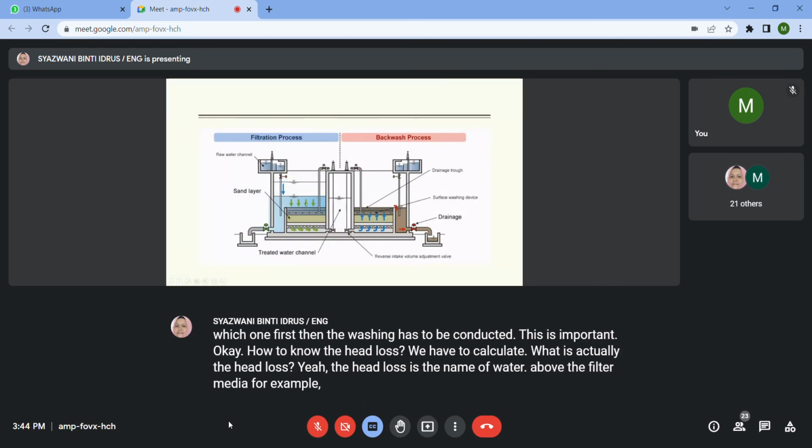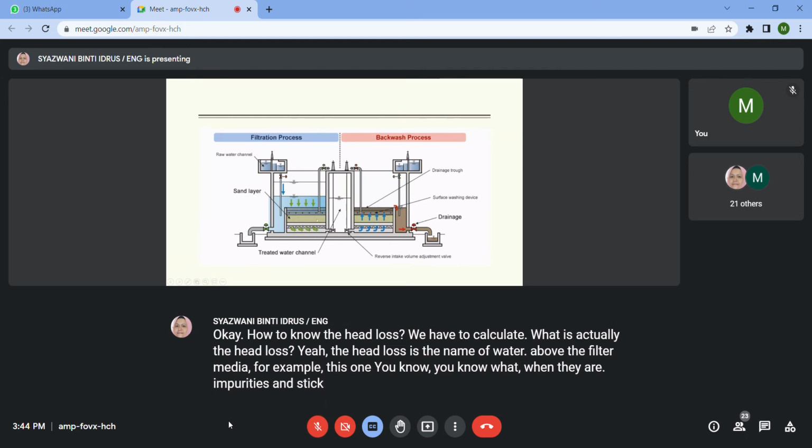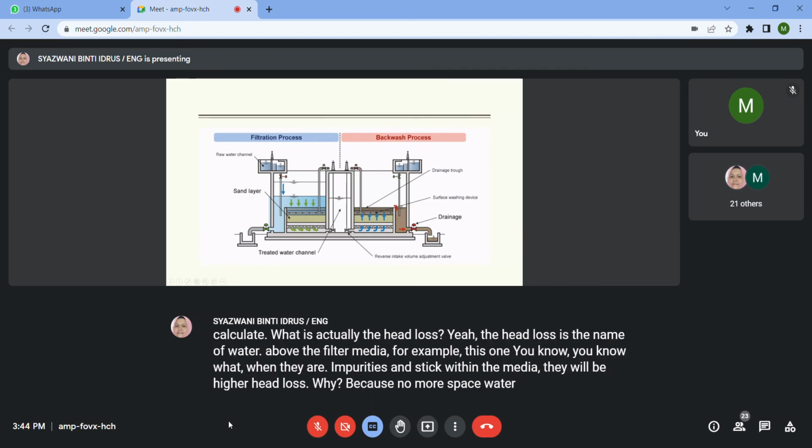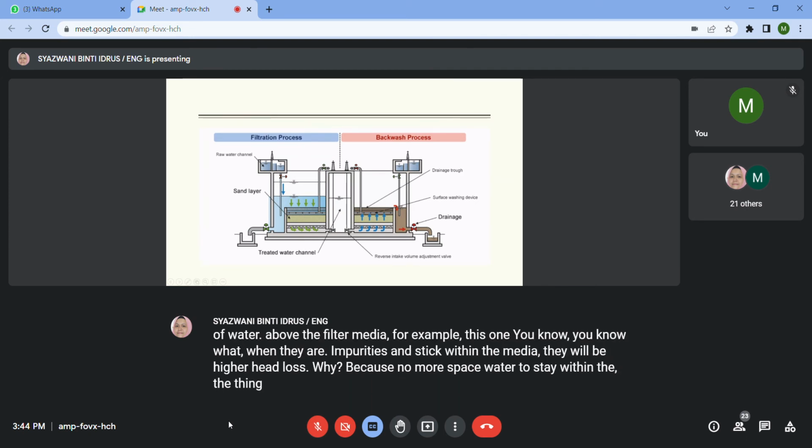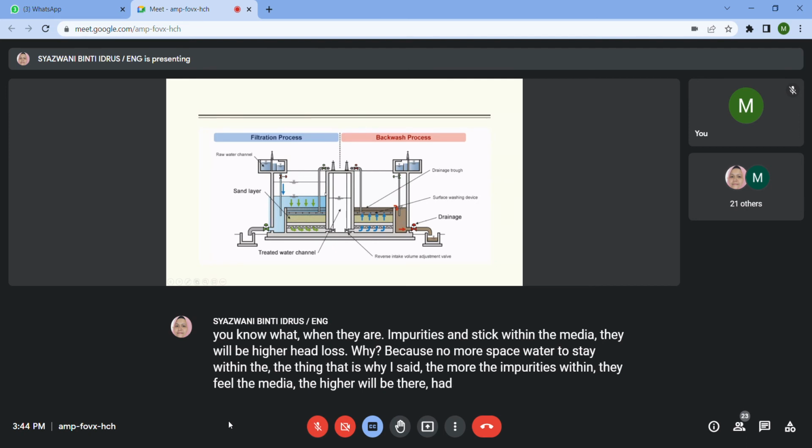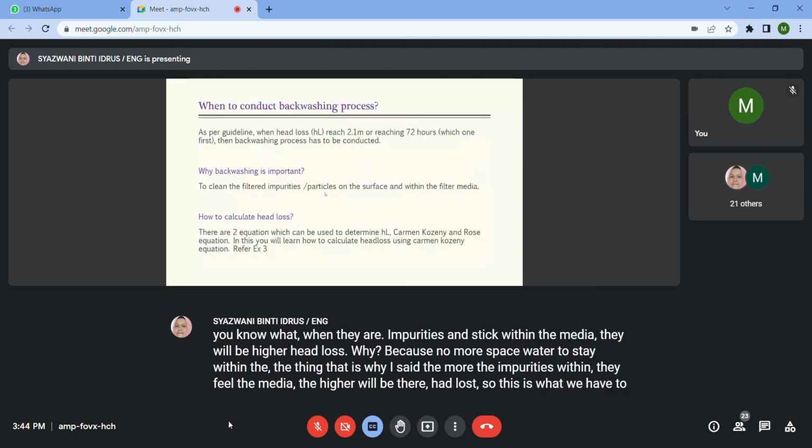When there are impurities stuck within the media, there will be higher head loss. Why? Because there is no more space for water to stay within the tank. That's why I said the more impurities within the filter media, the higher the head loss will be. So this is what we have to properly monitor.